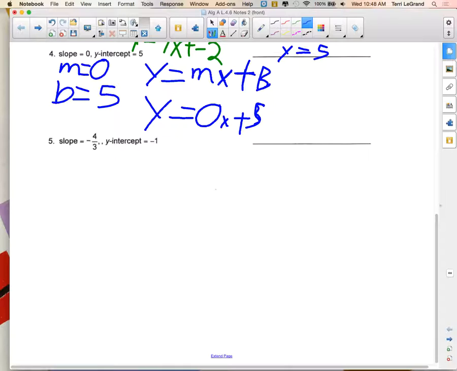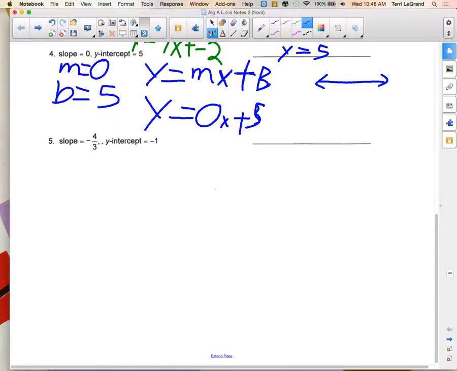Anybody remember anything about what kind of a line this would be on the graph? Vertical? So like this? It would be a horizontal line. Let's just, so that we can start making that connection, because we don't have any x's in it. When there are no x's in the equation, it's a horizontal line.